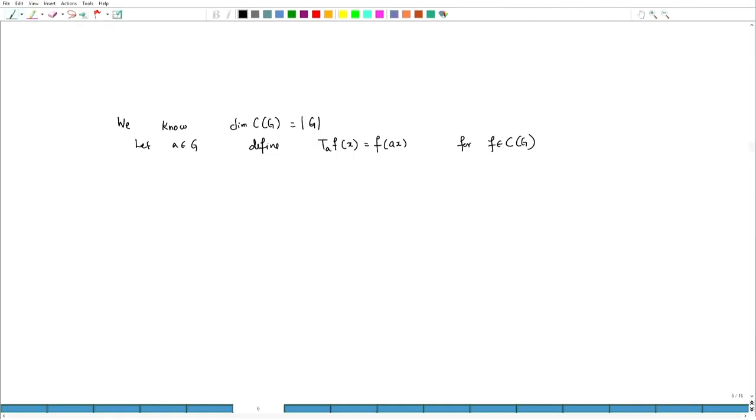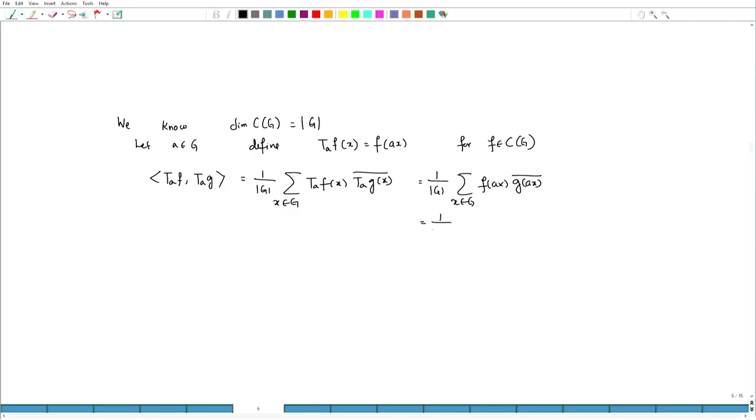It is kind of easy to see that the Ta's are unitary, because if you take the inner product of Ta f and Ta g, then by definition this is the sum over x in G of Ta f of x times Ta g of x bar, which is equal to f of a x times g of a x bar. Now, we make a change of variable. So this becomes the sum over y in G of f of y times g of y bar, which is nothing but the inner product of f and g. So therefore, Ta is unitary.